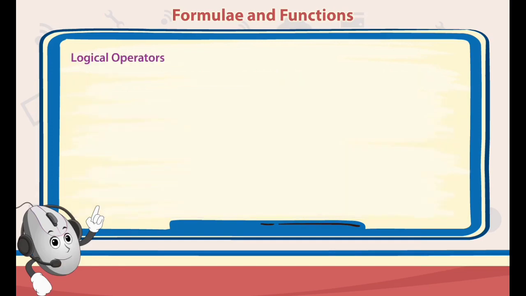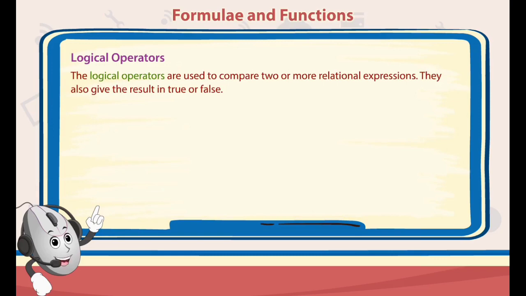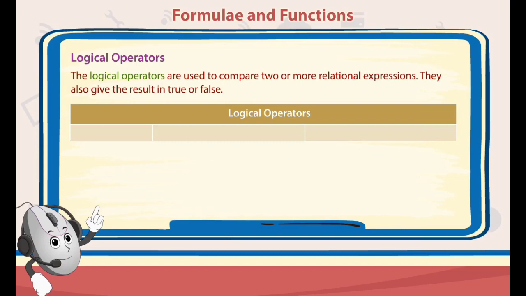Logical operators. The logical operators are used to compare two or more relational expressions. They also give the result in true or false. Logical operators: and, or, not.